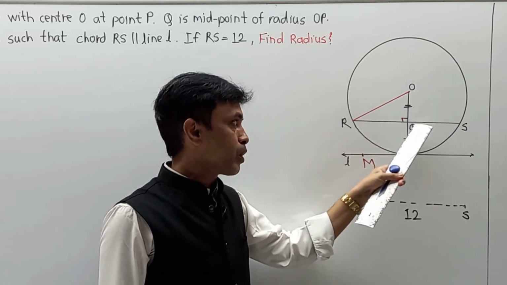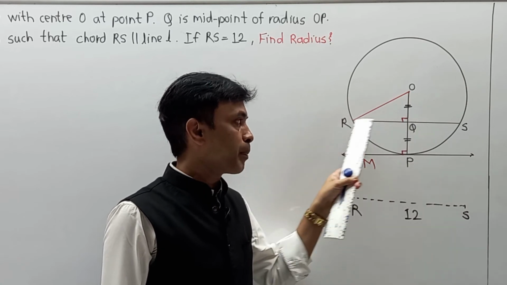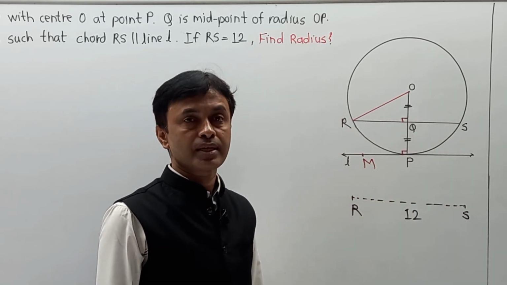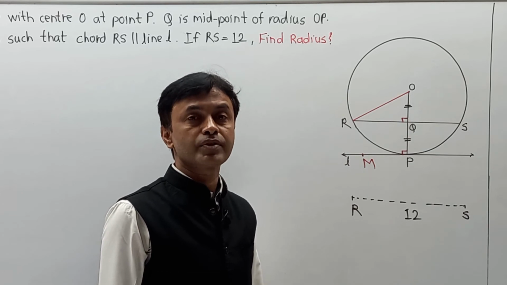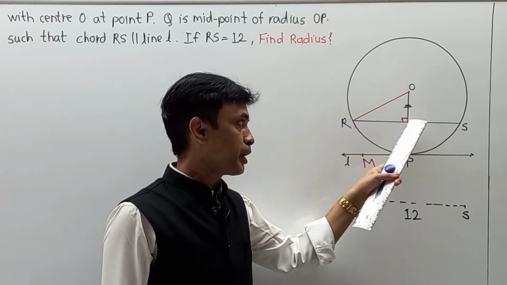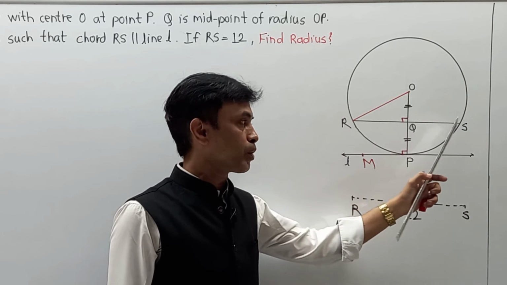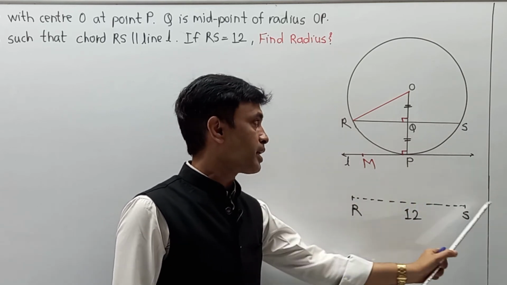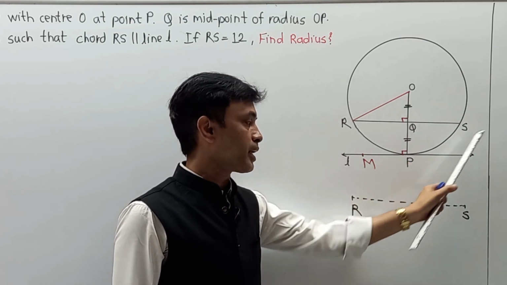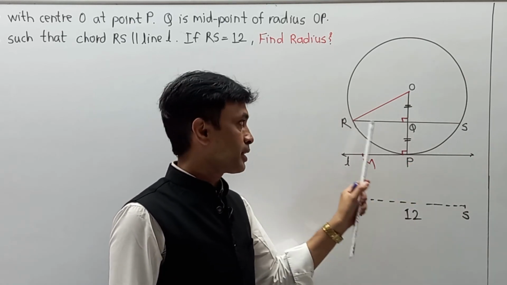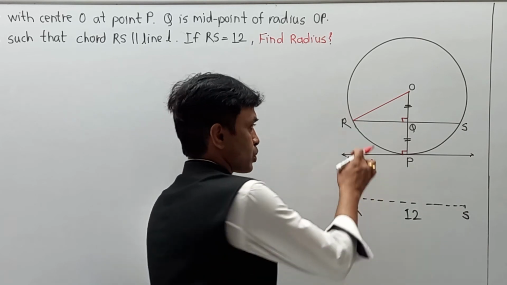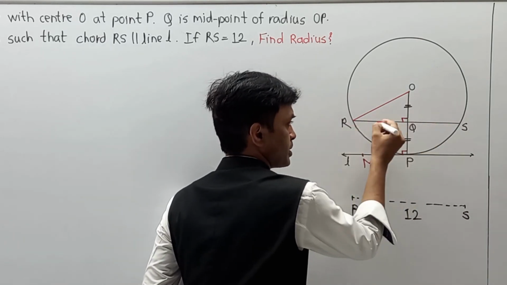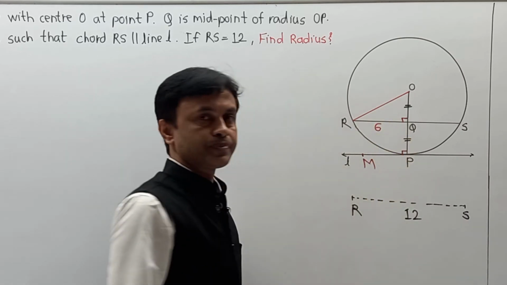But if OQ is perpendicular to chord RS, then the perpendicular from the center of a circle to the chord bisects that chord. According to this property, RS is 12, then it becomes half of that. So naturally RQ is half of 12, which means 6 over here.